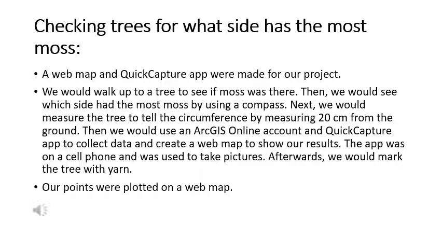Then we would use an ArcGIS Online account and QuickCapture app to collect data and create a web map to show our results. The app was on a cell phone. The app took a picture. Then we would mark the tree with yarn. Our points appeared on a web map.